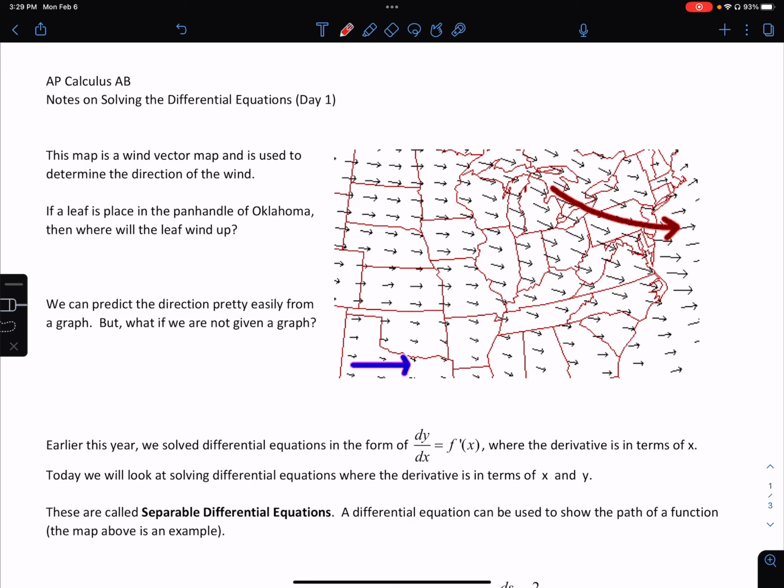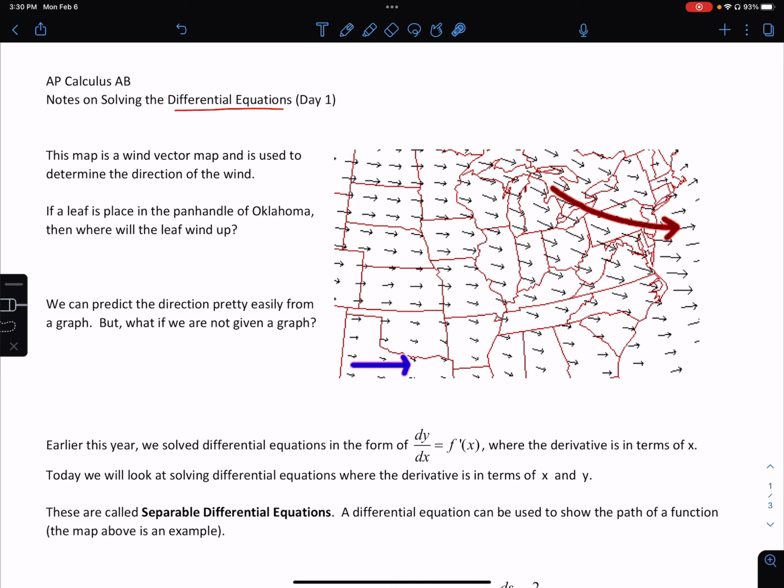Hello, welcome back. Today we're going to be taking a look at solving differential equations through a technique that we call separation of variables. This note today will look very familiar to us. We're going to combine a lot of what we've talked about in the past.